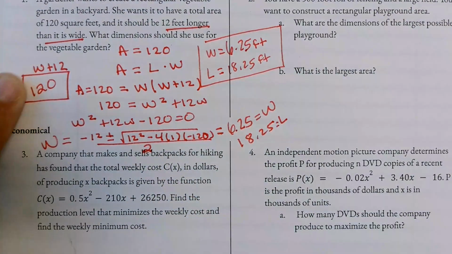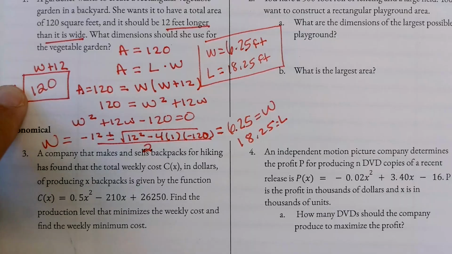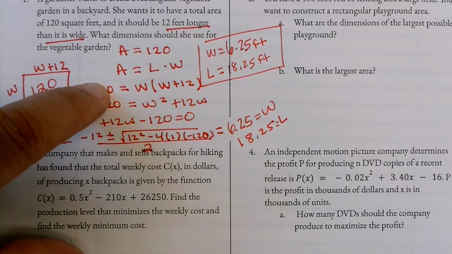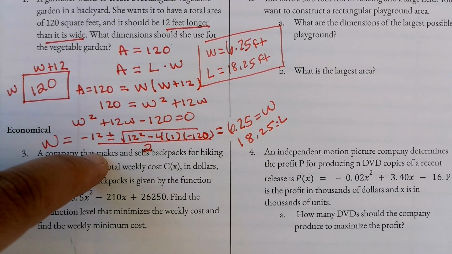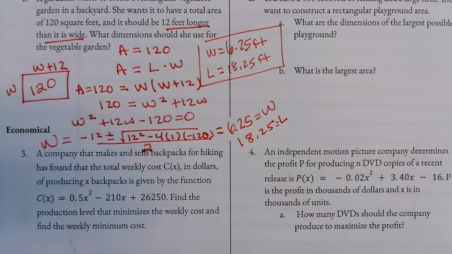Okay, so set up the problem they give you by drawing a picture, use the formulas you know, rewrite it as a quadratic function, use the quadratic formula to solve it, and then get your two dimensions, because that's what they asked for.